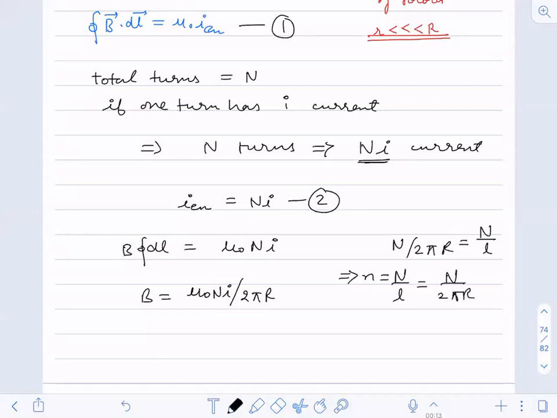So I can substitute this value over here and we will get B equals mu naught into n I. What is n over here? Capital N by 2 pi R. I hope you have understood this point. So this was all about the toroid.